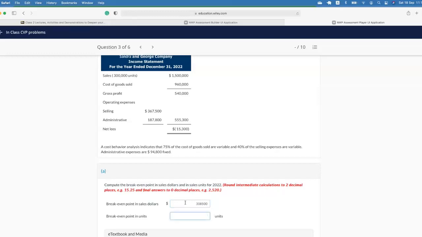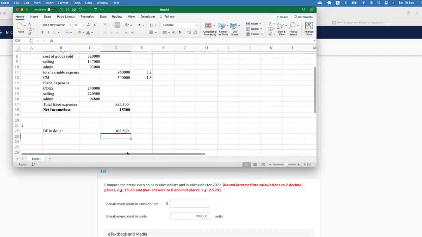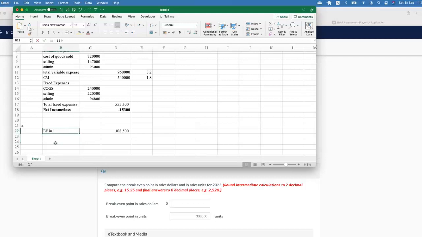308,500. Oh, wait a minute. They wanted dollars there? Oh, no, they want both. So I will do the other one. So now the break-even point in units is 308,500. Sorry, here it's in units.